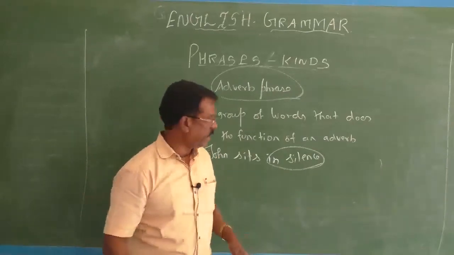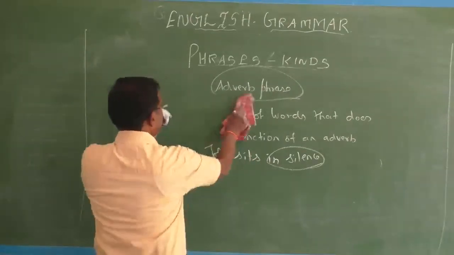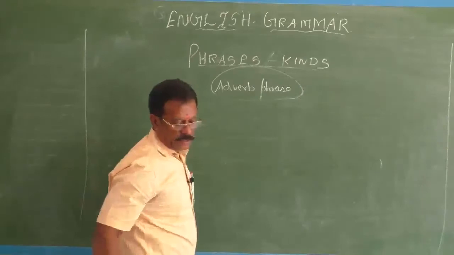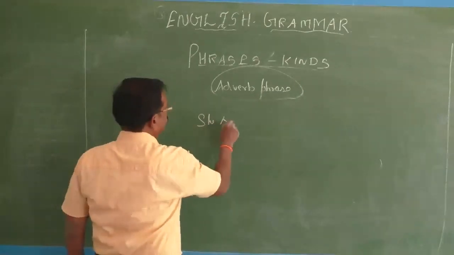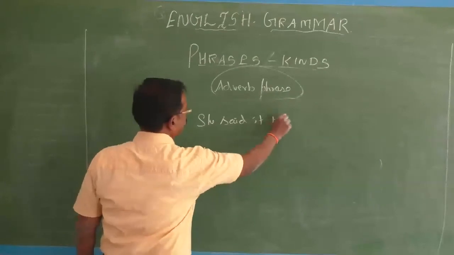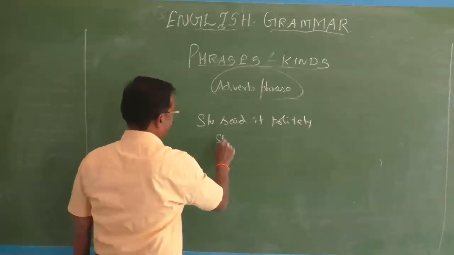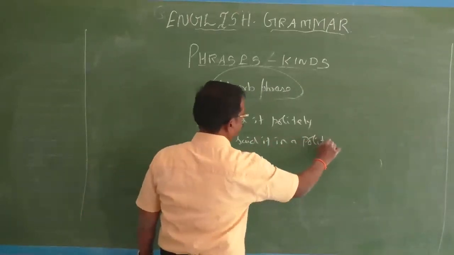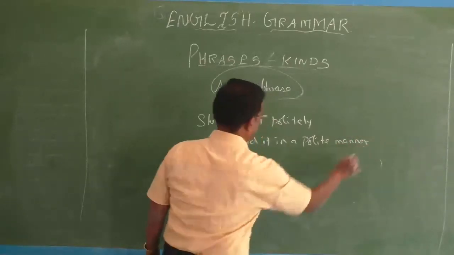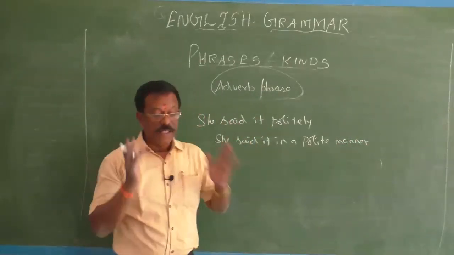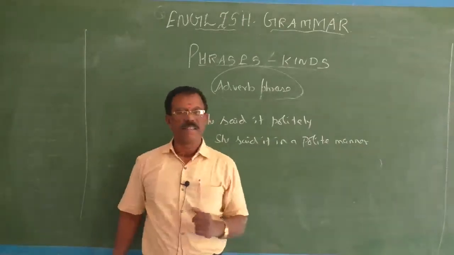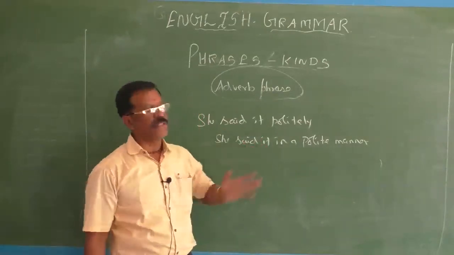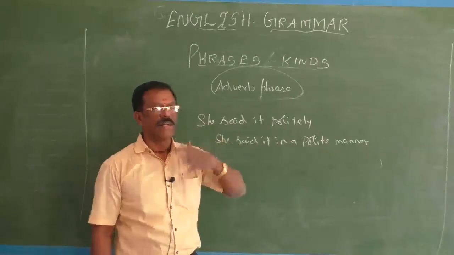She said it politely. One more example I will give you for an adverbial phrase. She said it politely. You can say she said it in a polite manner. So here, in a polite manner, tells how she said it. It is also an adverb of manner, but this group functions as an adverb. Therefore, this group is called an adverbial phrase.